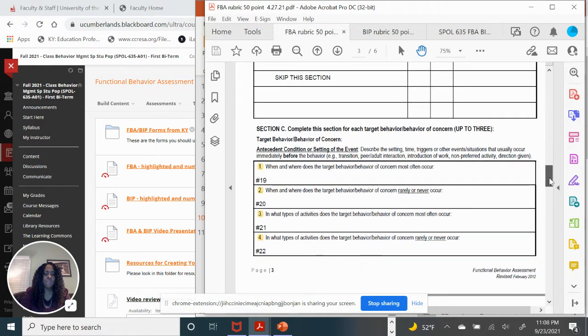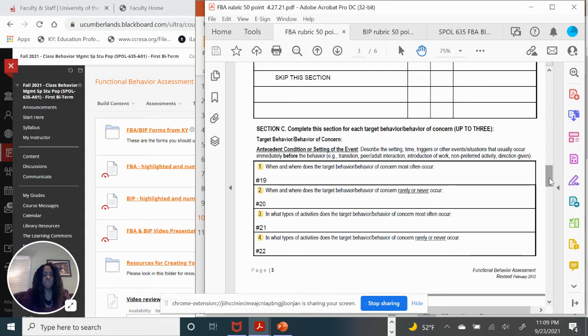Next, we go on to section C. When and where does the target behavior occur most often? When and where does the target behavior of concern rarely or never occur? So in other words, this behavior usually occurs when the child is called upon to read out loud in class. The behavior rarely or never occurs when the child is getting to do activities of their choice, free choice activities.